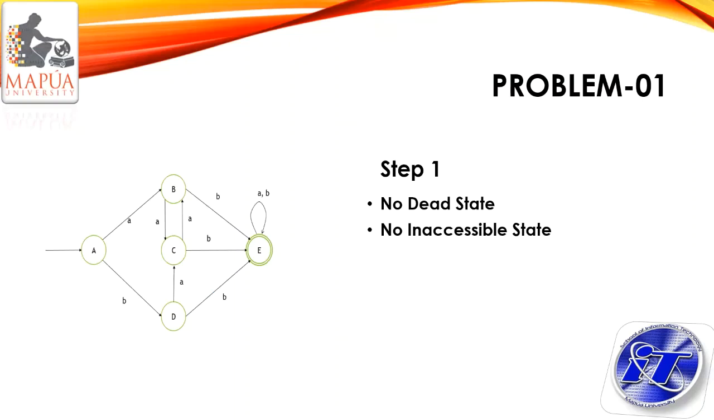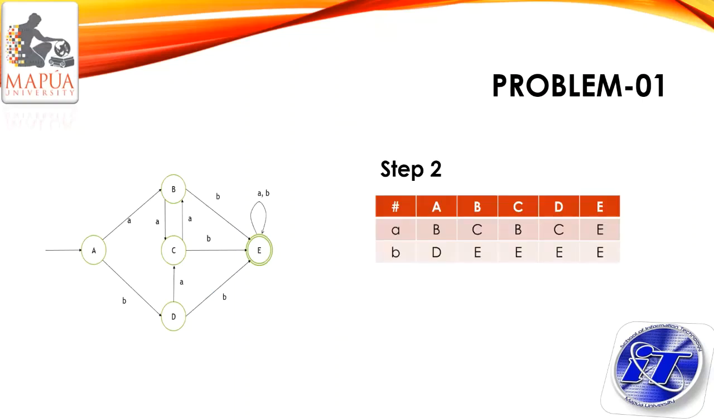Okay, now let's proceed with step two. Get the transition table. So when A encounters A, it goes to B. When A encounters B, it goes to D. In B, when it encounters B, it goes to E. If it encounters A, it goes to C.